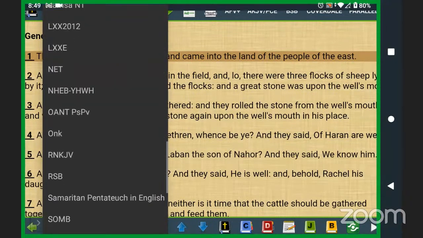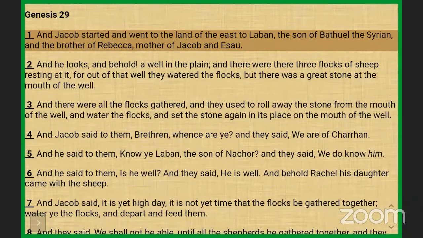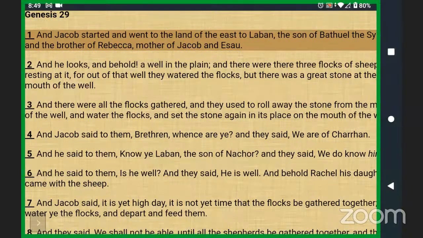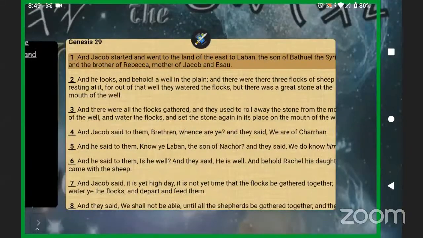Let's go to the Septuagint, what the Septuagint says here. A lot more there. It says, and Jacob started and went to the land of the east to Laban, the son of Bethuel, the Syrian, and the brother of Rebekah, the mother of Jacob and Esau. So there's a whole other sentence there, especially the son of Bethuel, the Syrian, that's left out for whatever reason. So that's the one major difference there.